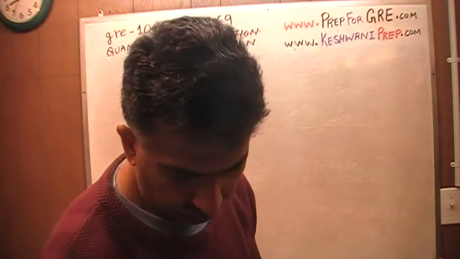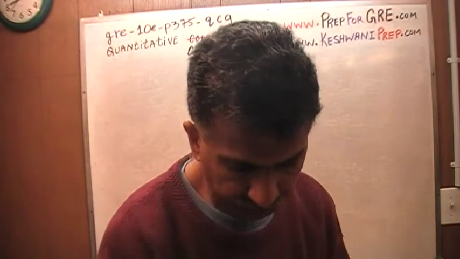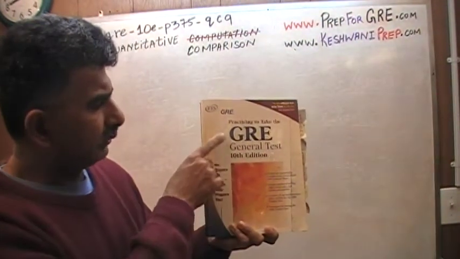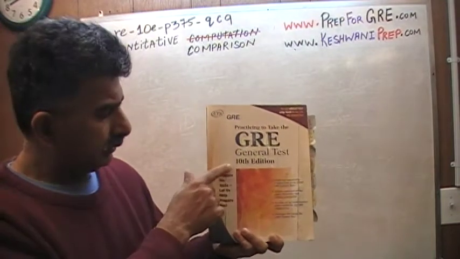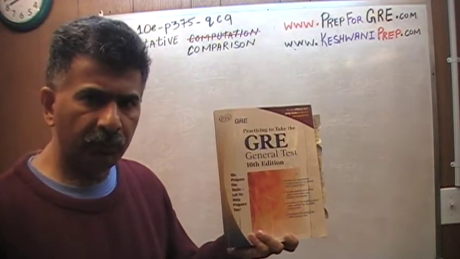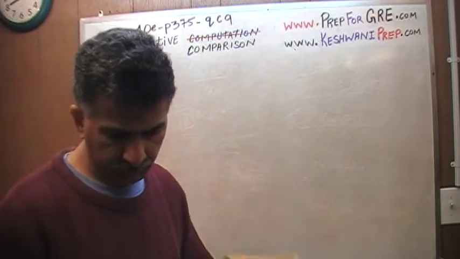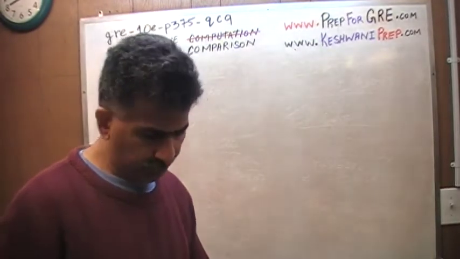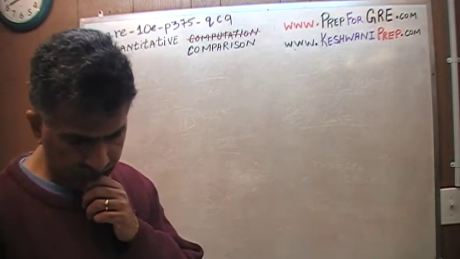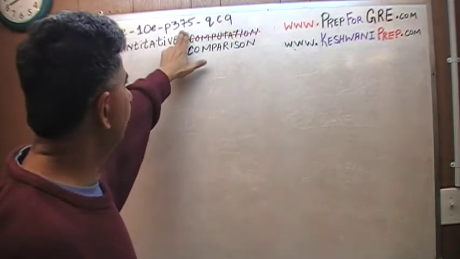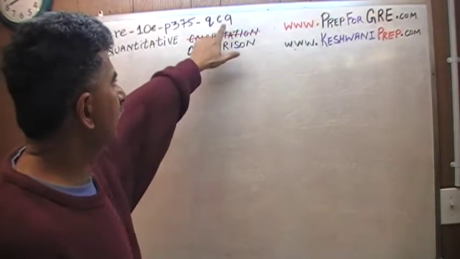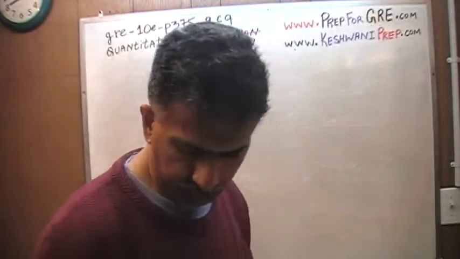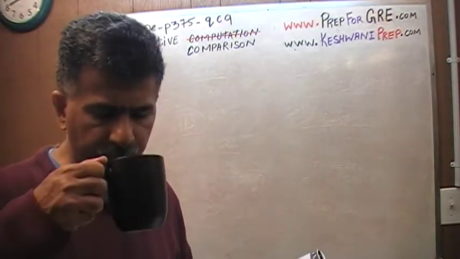I have been solving math problems for GRE out of this book here, practicing to take the GRE general test, the 10th edition. If you do not own this book already, purchase one immediately. You're going to need it in order to prepare for the exam. The problem that I'm about to solve is the one that you're going to find on page number 375. Quantitative comparison question number 9. Let's see what they tell us.